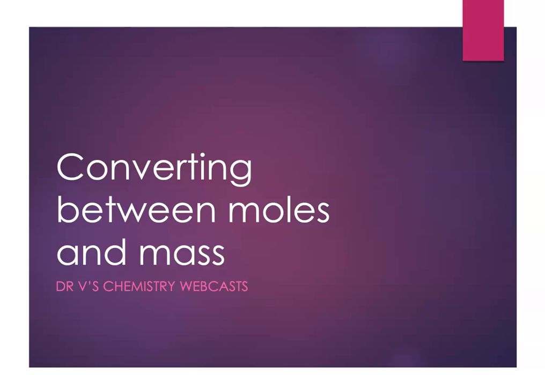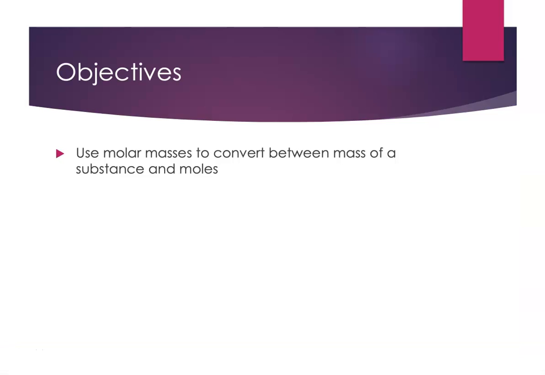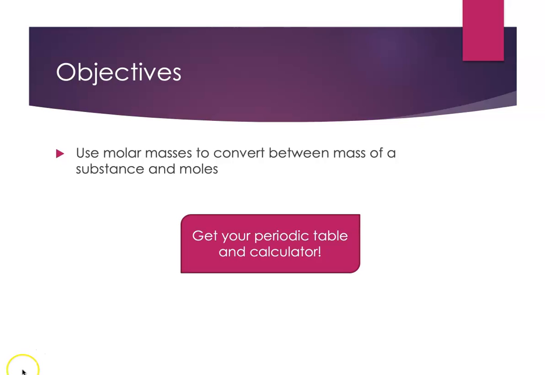In this webcast, we're going to learn how to convert between moles of a substance and mass. We're going to do this by using molar masses. Molar masses are a ratio between grams of the substance and moles of that substance, and we're going to use them to do dimensional analysis problems. You're going to want to get your periodic table and your calculator.